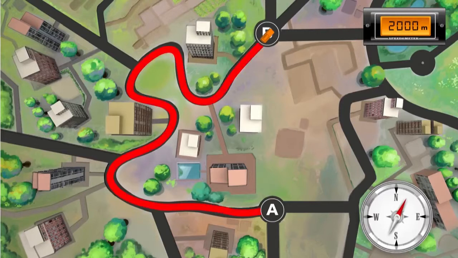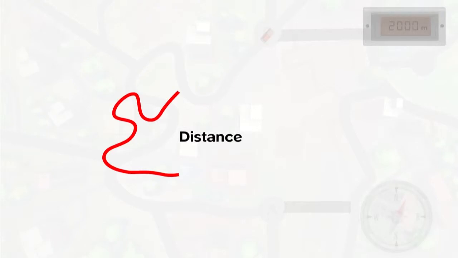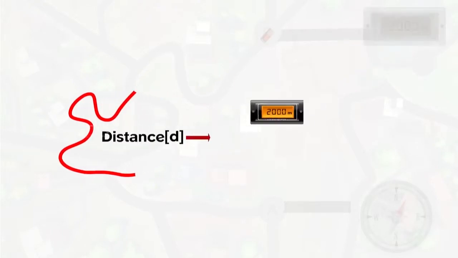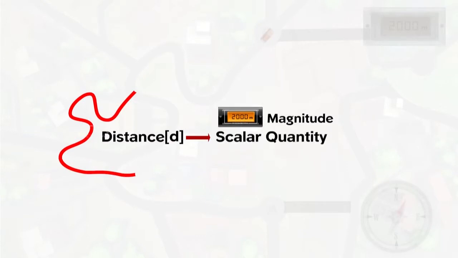In the process, the bus has covered a distance of 2000 meters. The length of the path covered is called distance d travelled. Here the moving body has only magnitude, no direction, and hence distance is a scalar quantity.